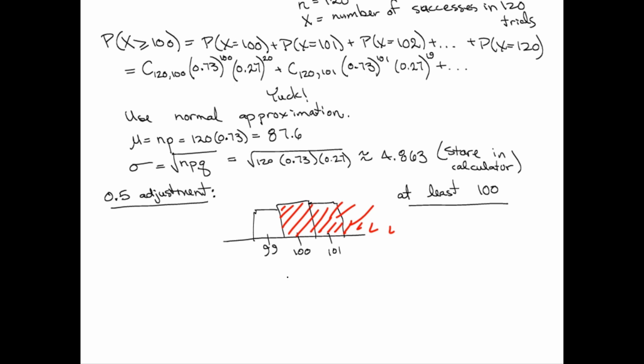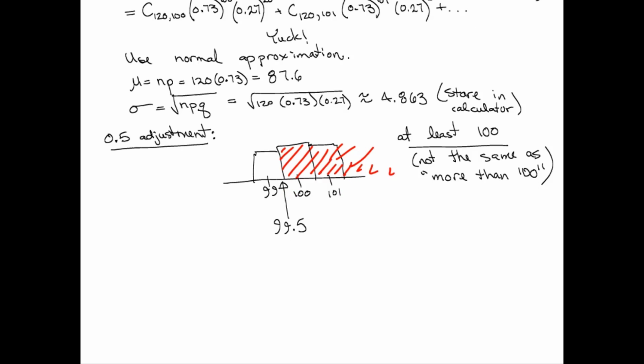Look for the color change. The color change is at 99.5. So that's the number that I'm going to use. If you use 100, you will not be as accurate. The reason we have to do this adjustment is that we want at least 100 to be different from more than 100. The 0.5 adjustment lets us account for the fact that these two things are different. If we had more than 100, we would shade the bar for 101, but not for 100. In that case, our color change would occur right here at 100.5.